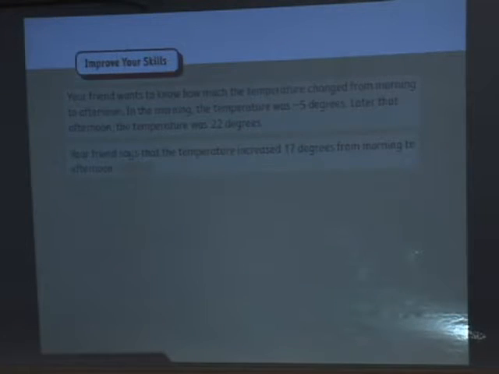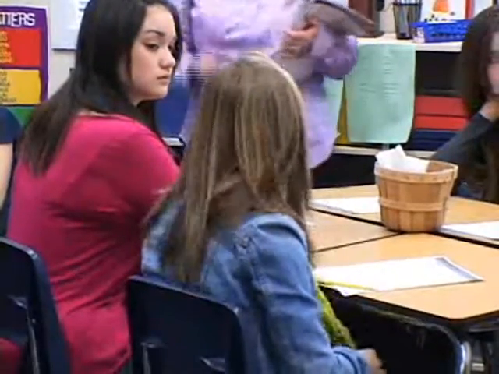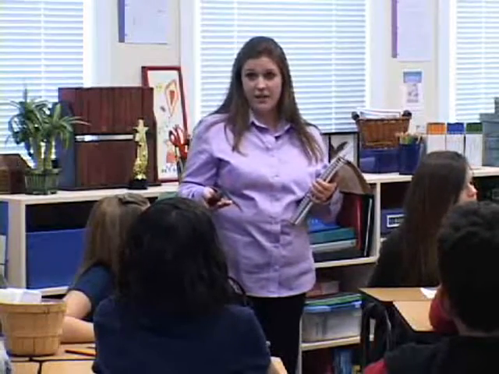Okay. Well, your friend says that the temperature increased 17 degrees from morning to afternoon. Can you guys tell me what you think your friend might have done incorrectly? She subtracted 5 from 22. And what else could she have done? So she did subtract 5 from 22, but that could mean that she started where? On the number line or on the thermometer. At positive 5.